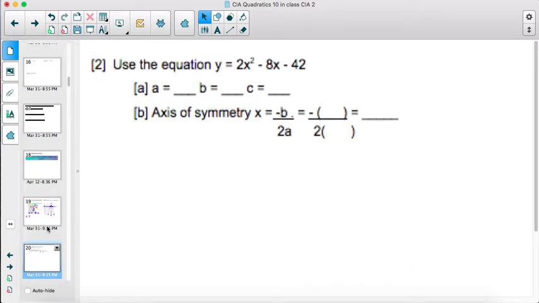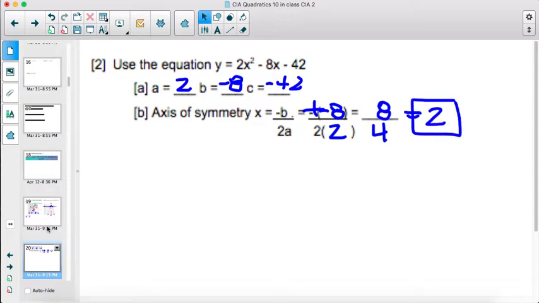All right, the next one is finding the axis of symmetry without a graph. So we have to identify our A, B, and C. So my A is 2. My B is -8, and my C is -42. The formula is negative B over 2A, so my B value is -8. My A value is 2. 2 negatives turn to a positive, so I get 8 over 2 times 2 gives me 4. And then lastly, I need to divide those numbers. 8 divided by 4 is 2.